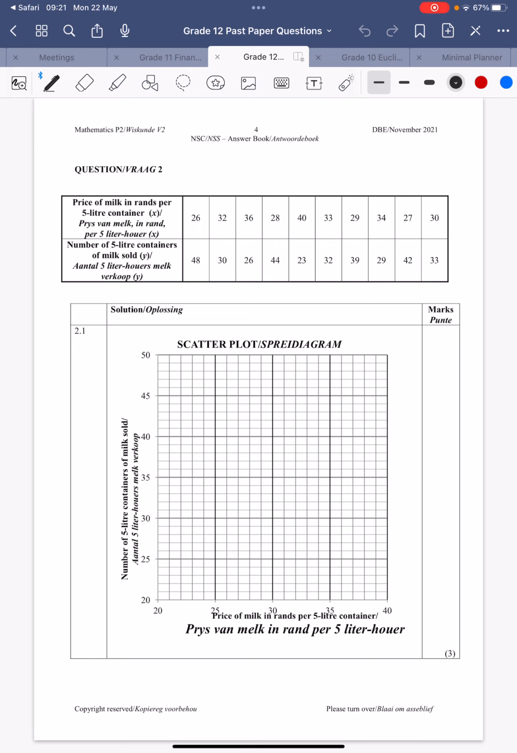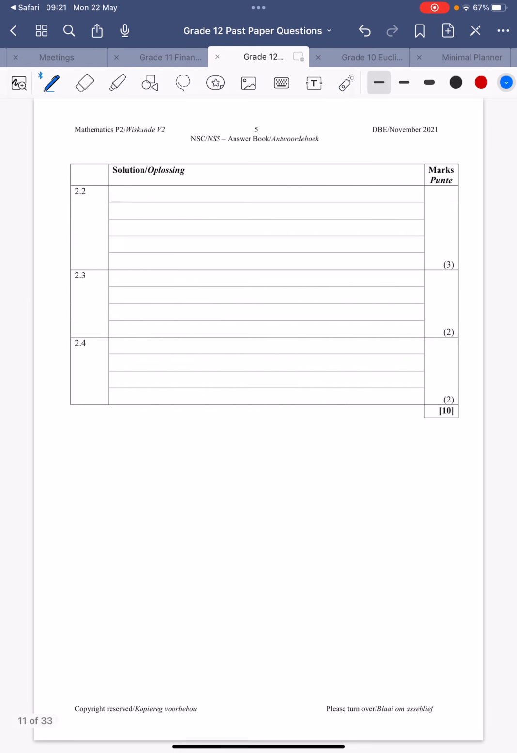Alright guys, so again, let me just quickly remind you here that they've told us that the price of milk is X and the number of liters, or number of containers rather, sold was Y. And guys, you can see here, this obviously won't be the case for your June exams because this is not an English/Afrikaans school, but in finals they do put both languages in the answer booklet, right? So it's English and Afrikaans. So here you've done your scatter plot, whatever, you got full marks for it, hopefully. Then for 2.2, they're asking for the equation of the least squares regression line.